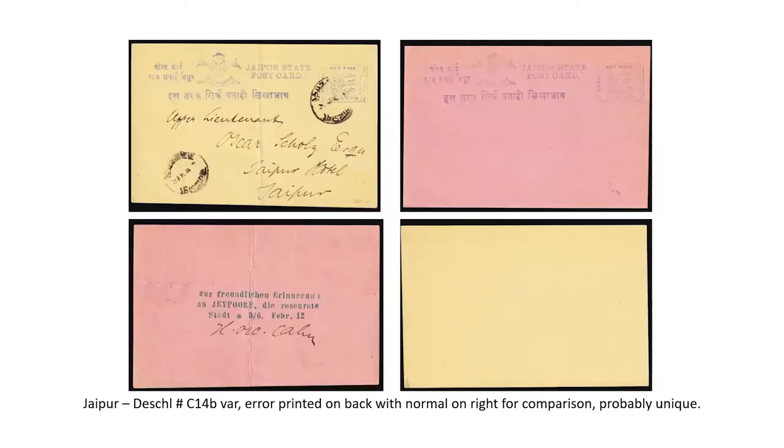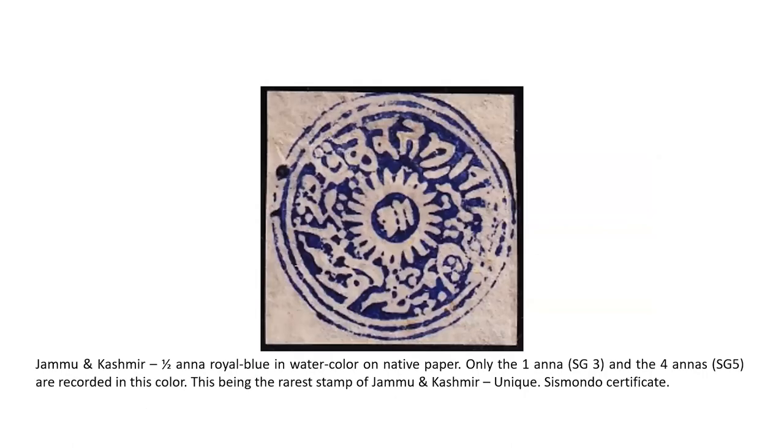And then we have the same thing. These postcards were also issued with pink front and yellow back. And this happens to be the other way around. Now we move on to Jammu and Kashmir.